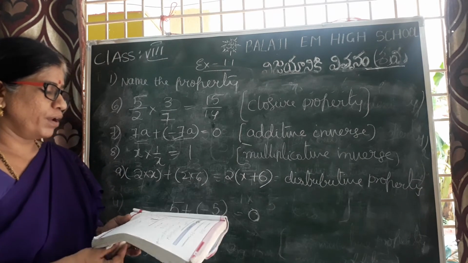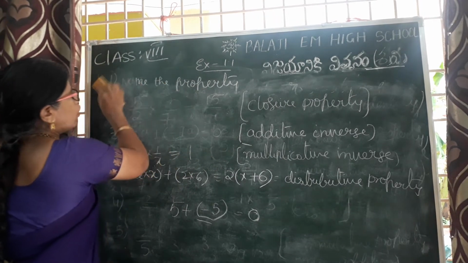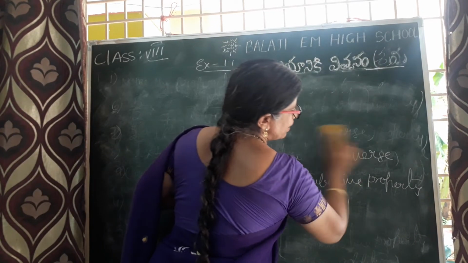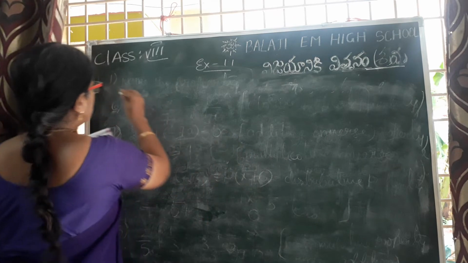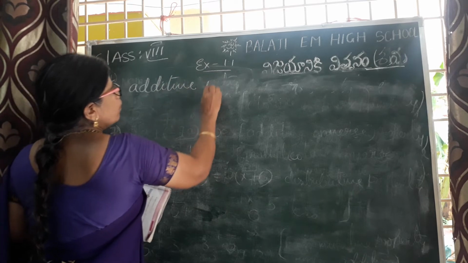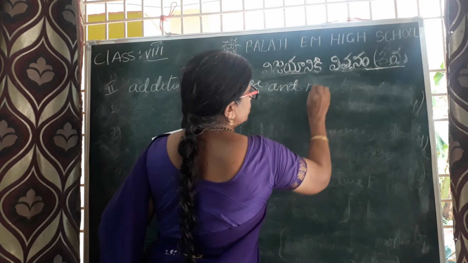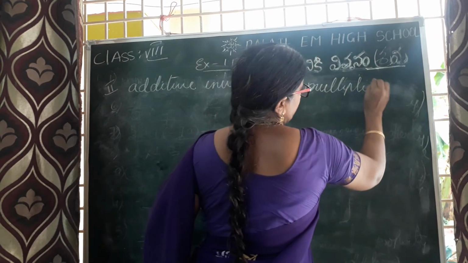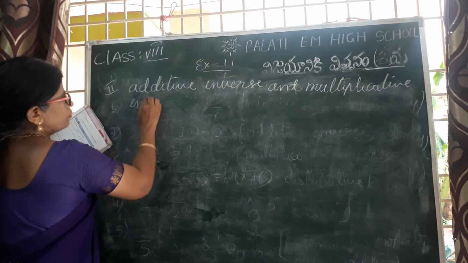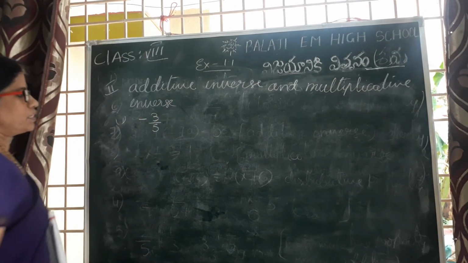So here in the second Roman, you are given: write the additive inverse and multiplicative inverse of the following. That is your second Roman. Additive inverse and multiplicative inverse of the following, that's what you need to write. So the first question is given to you as minus 3 by 5.